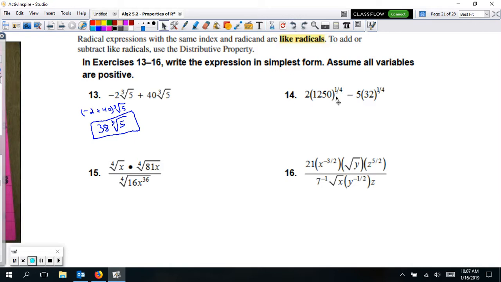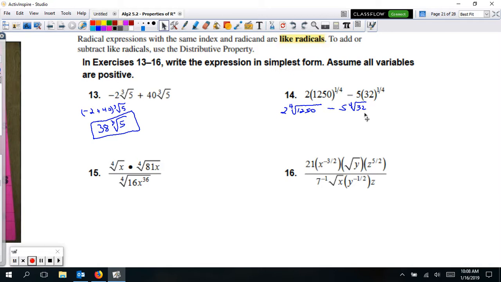On number 14, though, this one's got the fraction exponents on this. We would want to change that to radicals. So both of these can change into radicals. This is going to be fourth roots because the denominators are 4, so the indexes are 4. We don't have to worry about the 1s because that's not going to do anything to that. These are our radicands here that are in the parentheses, so it can change to this. So 2's on the outside of a fourth root of 1250 minus 5's outside of a fourth root of 32. And now since they have the same index but they don't have the same radicand, we would want to try to get them to become the same radicand to be able to put these together.